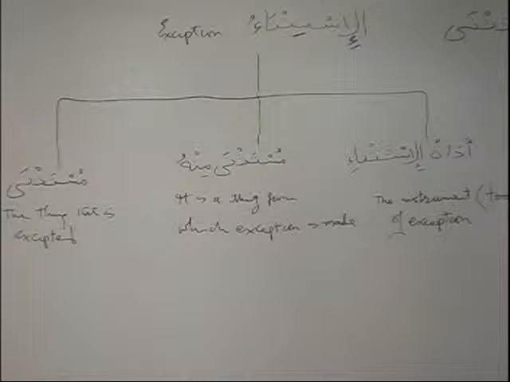Ma ja'a illa hamidun. Translation: nobody came except Hamid. Fine. Ma raitu illa Hamidan. I saw none but Hamid.